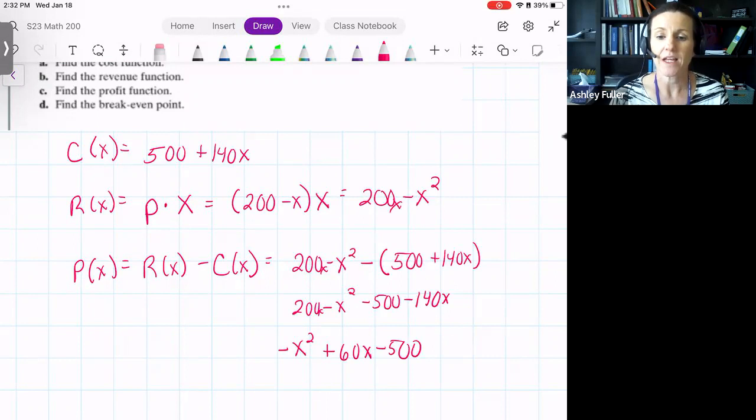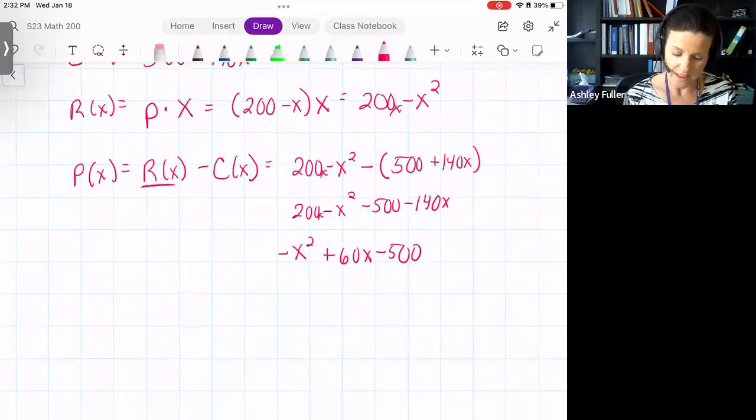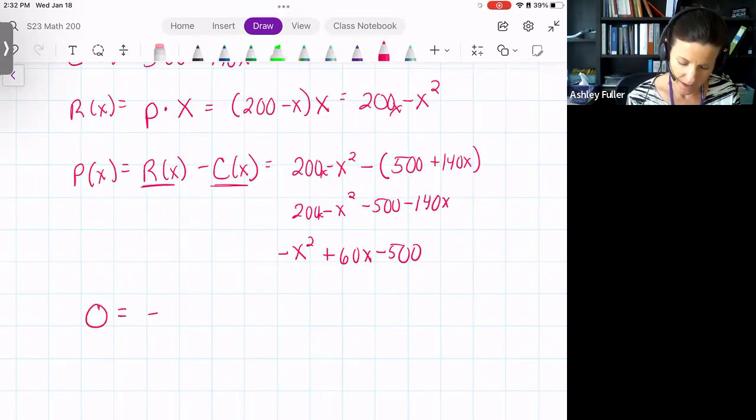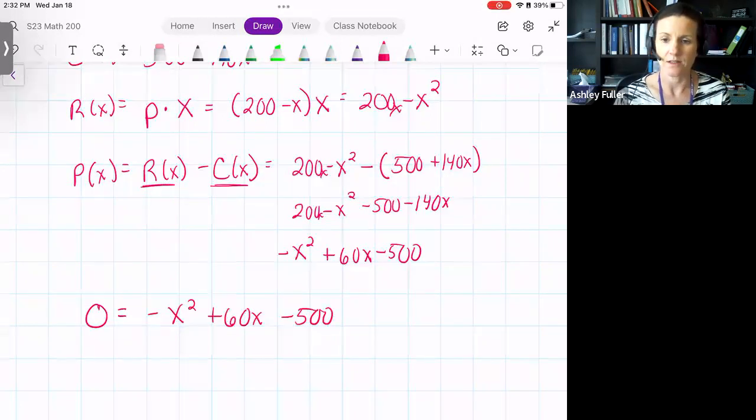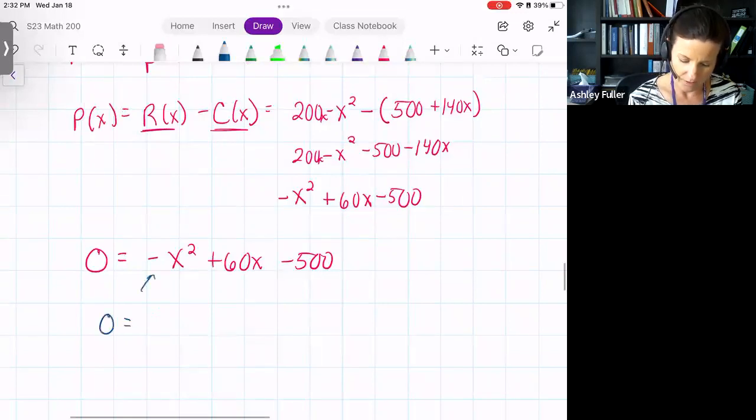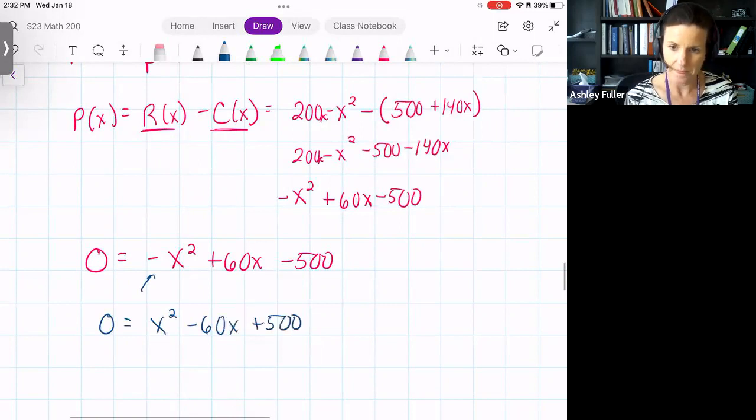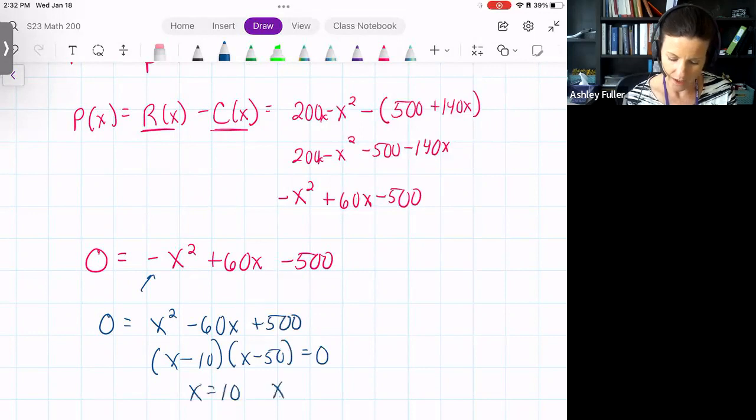Again, it's a quadratic. To find the break-even point, that's where revenue equals cost, or where the profit is 0. So I want to know, where does this equal 0? This is where your quadratics skills are going to have to come in handy to solve. I'm going to get rid of this negative and rewrite this as X squared minus 60X plus 500. And when I factor, I get X minus 10 times X minus 50, which tells me that when I make 10 of the product, or when I make 50, I will break even.